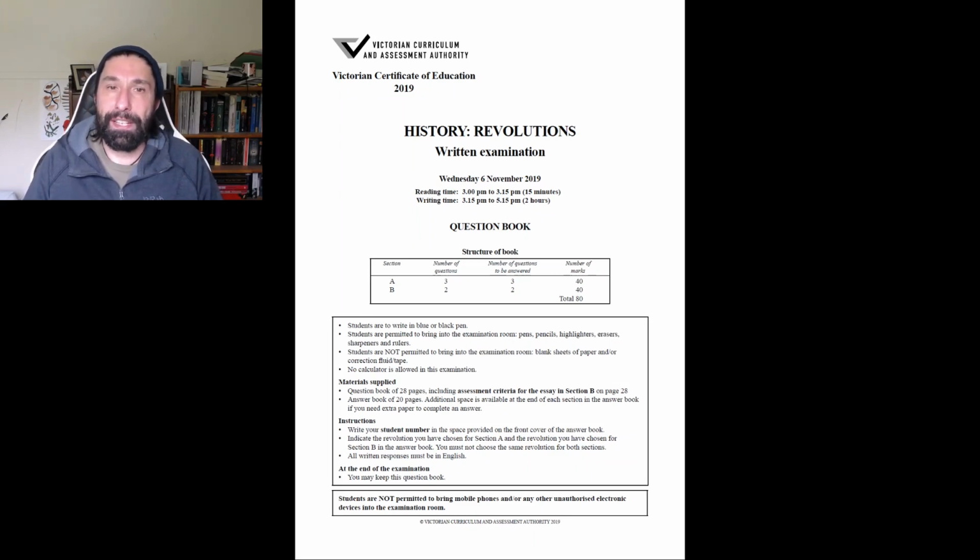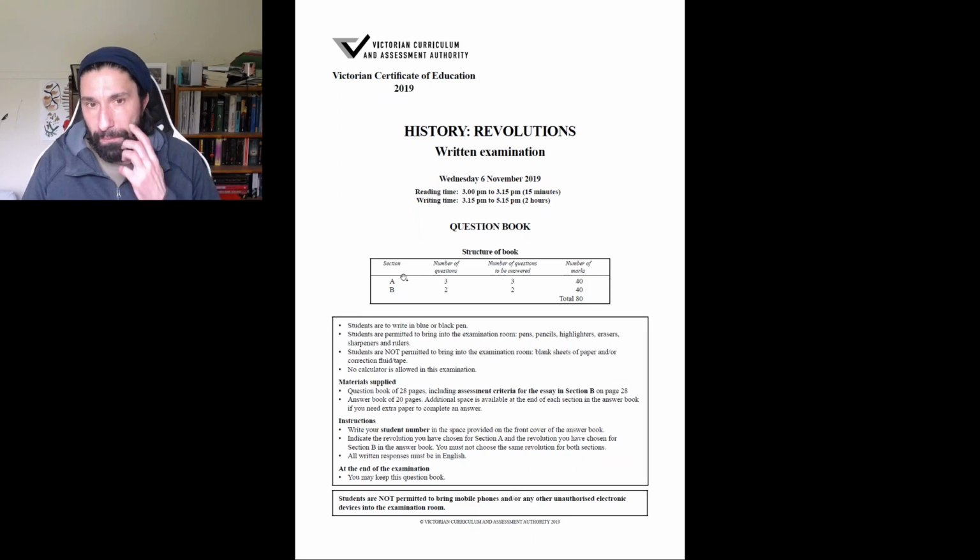So the first thing, have a look here, and we have got the front page of our exam. I'm using last year's exam, the 2019 exam, as a guide. The first thing you should look at is you have two sections here, section A and section B. Section A you must answer on one revolution, and section B you answer on the second revolution that you have studied this year in your course.